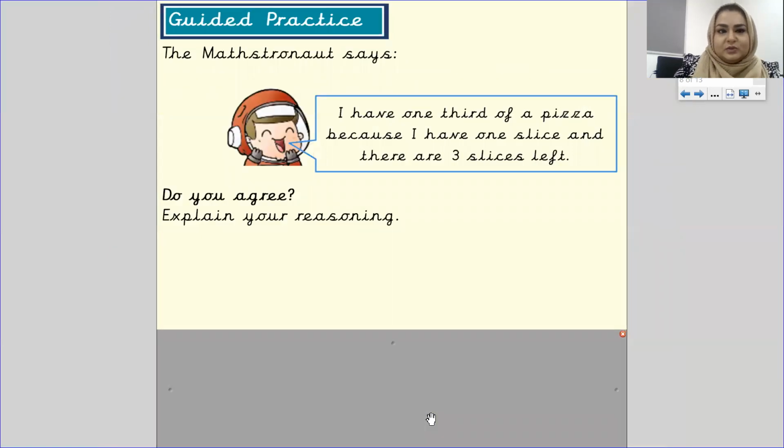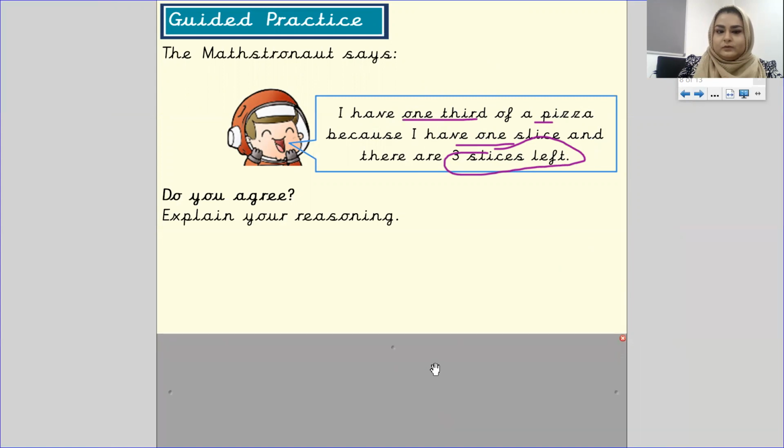Okay, guided practice number 4. The mathstronaut says, I have 1/3 of a pizza. So he has 1/3 of a pizza because I have 1 slice and there are 3 slices left. Do you agree? Is that correct or incorrect? Please write it down on your mini whiteboards now.